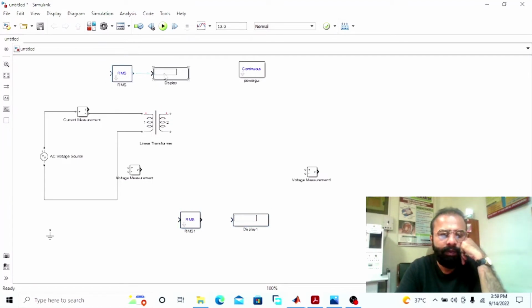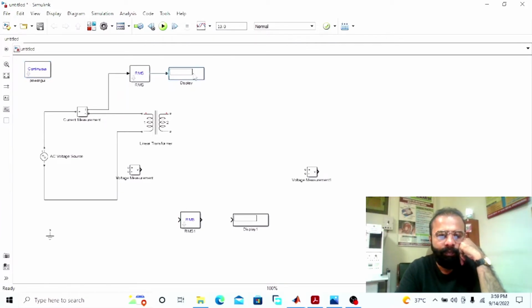So here, this will give us the no load current, which is I naught, and this is the simple I RMS.